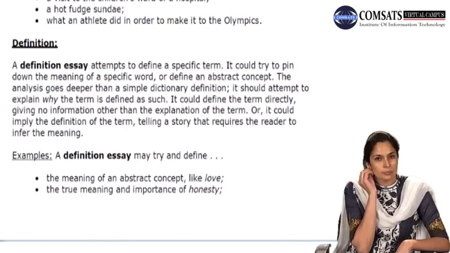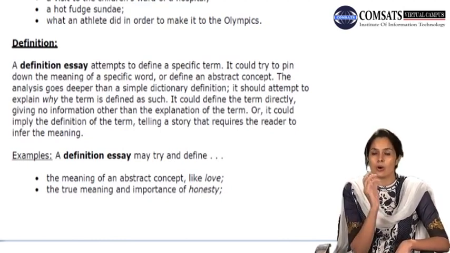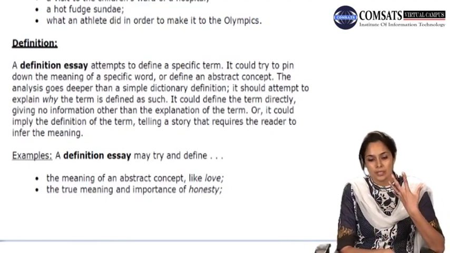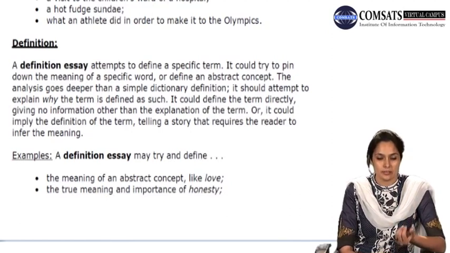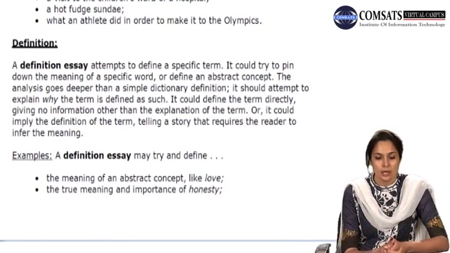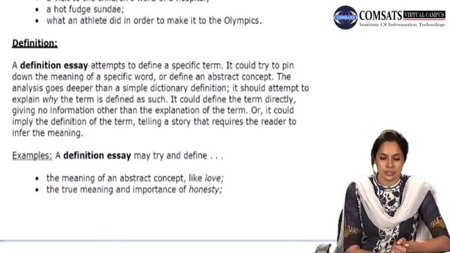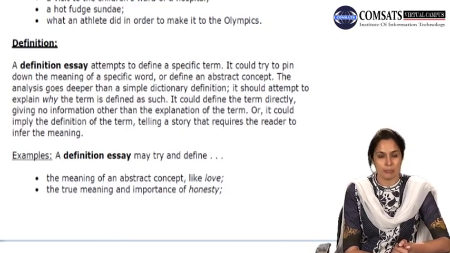Now, definition essays actually inform somebody about something. You give them new information about that thing. You explain something. आप define करते हैं उस चीज़ को, and it's far more than just a dictionary definition. आप उसको बहुत ज़्यादा detail में explore करते हैं उस topic को.